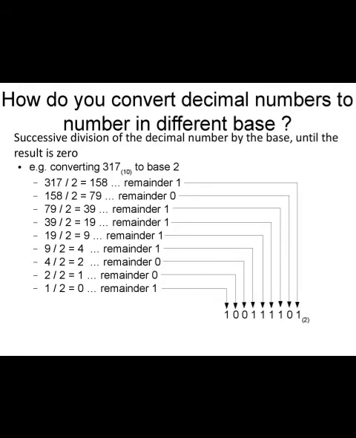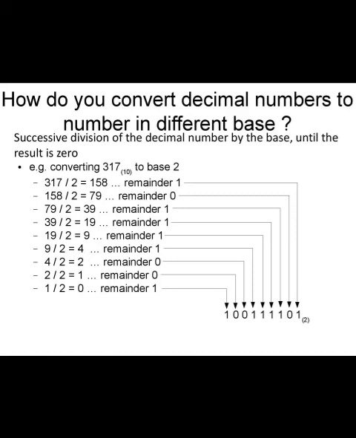So how do you do the reverse? If you are given a decimal number, how do you convert it into a number with the base of 2? You can do it by successively dividing the decimal number by the base until the result is 0. Here is an example. You are trying to convert a decimal value of 317 into a binary number. You can simply successively divide the number 317 by 2 until you reach the result of 0. And then you combine all the remainders, and it will form a binary number.